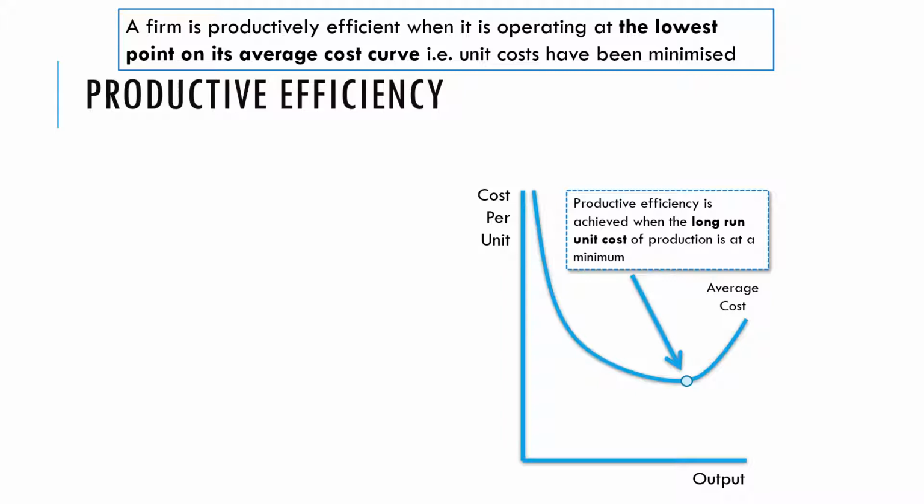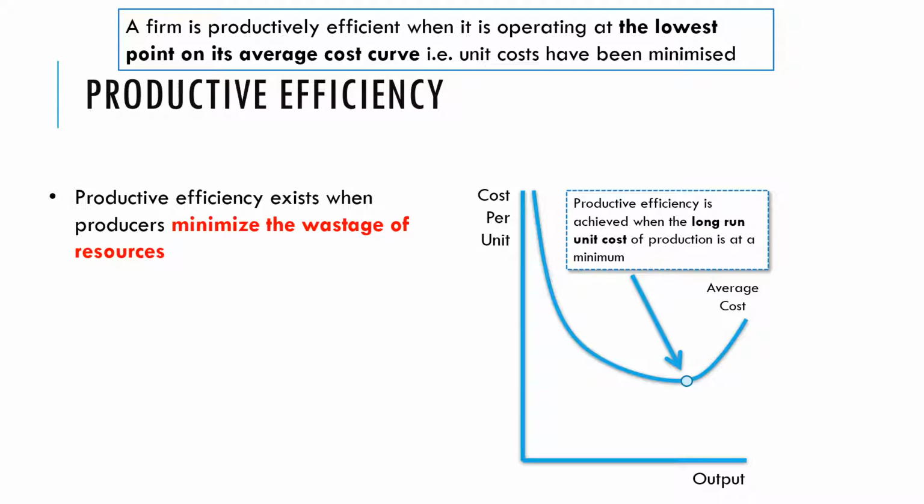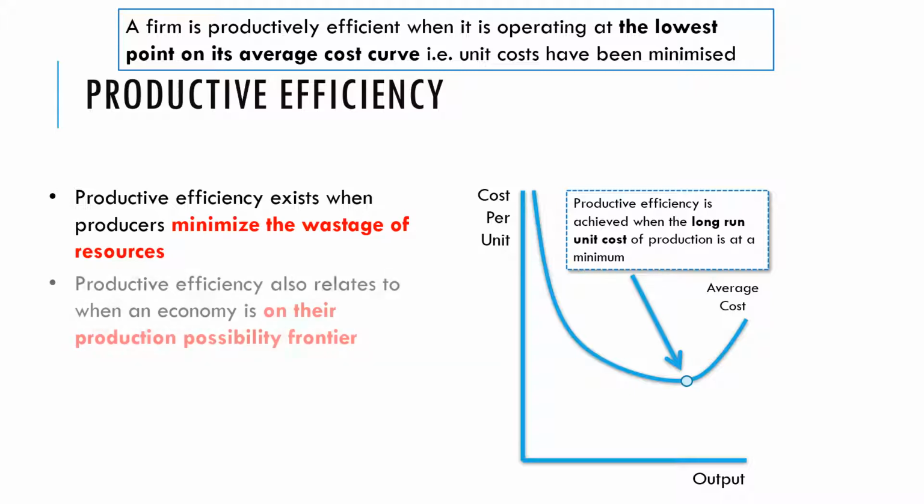Now let's move on and look at productive efficiency. Productive efficiency exists when producers minimize the wastage of resources. We can also relate this to the PPF when we say that an economy is productively efficient if we're on the PPF, i.e. there are no resources being wasted.